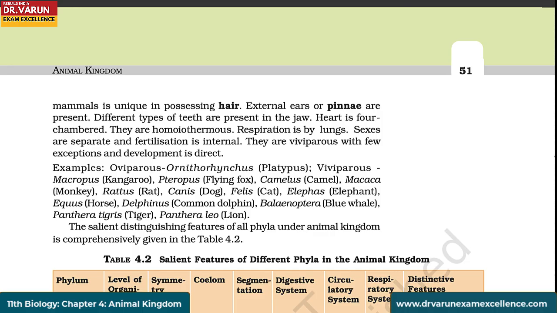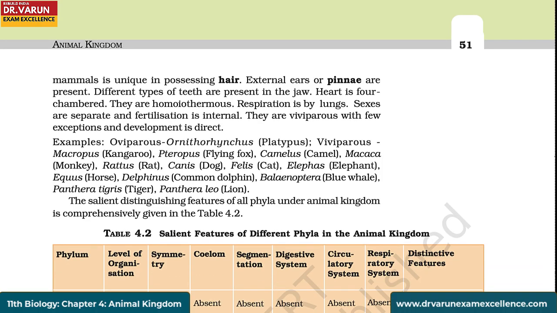Heart is four-chambered. They are homeothermous. Respiration is by lungs. Sexes are separate and fertilization is internal. They are viviparous with few exceptions and development is direct. Examples: oviparous, Ornithorhynchus, platypus; viviparous, Macropus, kangaroo; Pteropus, flying fox; Camelus, camel; Macaca, monkey; Rattus, rat; Canis, dog; Felis, cat; Elephas, elephant; Equus, horse; Delphinus, common dolphin; Balaenoptera, blue whale; Panthera tigris, tiger; Panthera leo, lion.